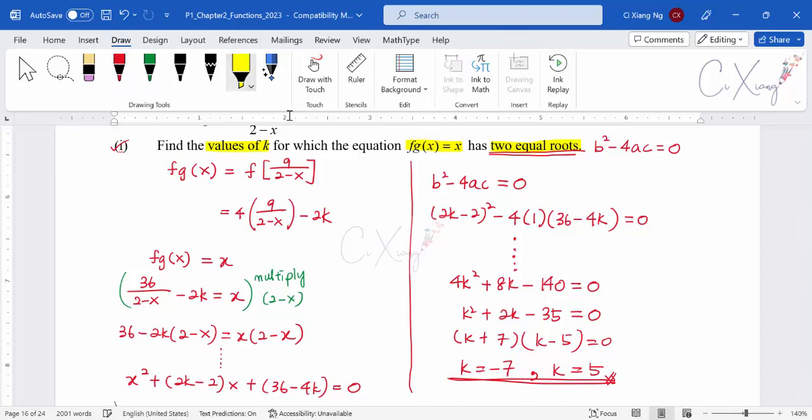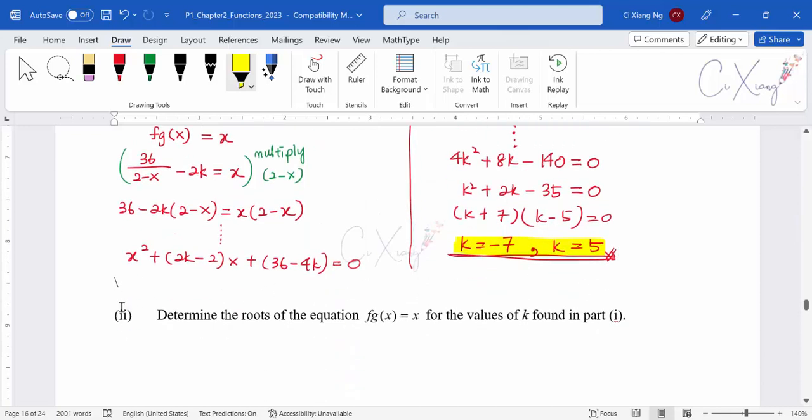Okay, so this is how we actually get the value for k. And in our step, we actually include the composite function concept, because the equation given here has a composite function, fg, right? Okay, then after you get the values k equals negative 7 and also k equals 5, proceed to part number 2.